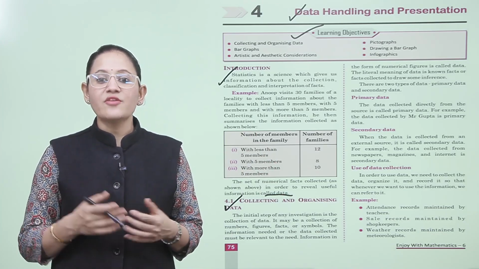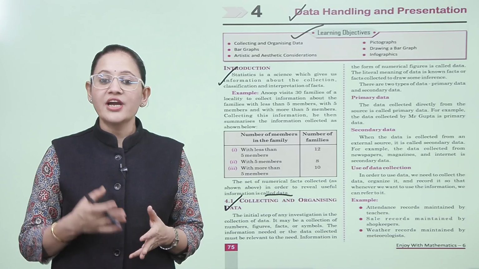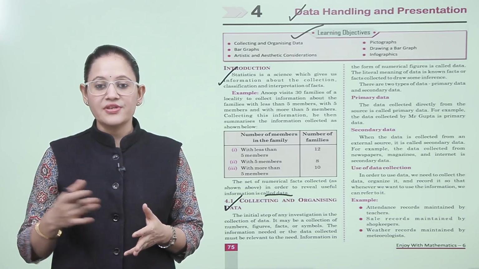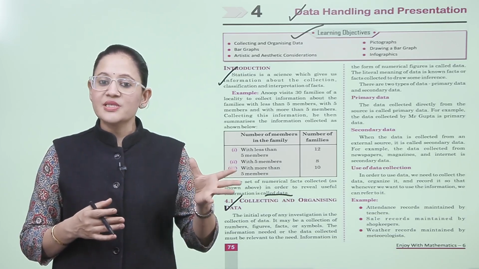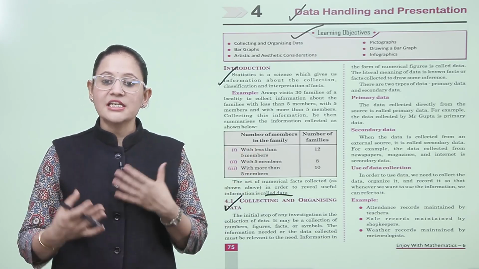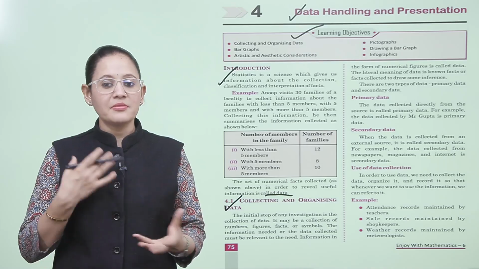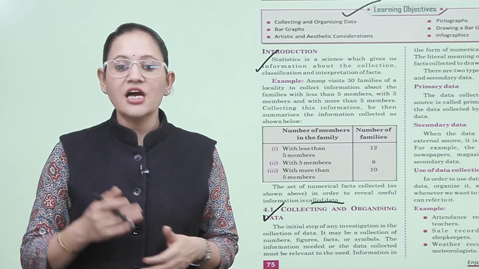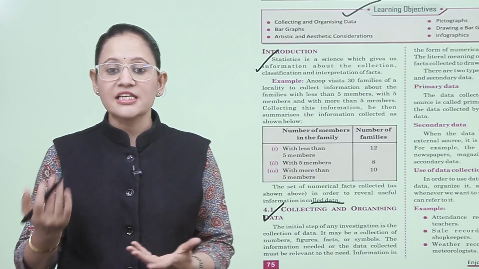The literal meaning of data is the known fact, or the fact collected to draw some inference. So, to get some information, what do we have to do? We have to collect the data. Then we can study the data and reach any conclusion. There are two types of data, primary data and secondary data.